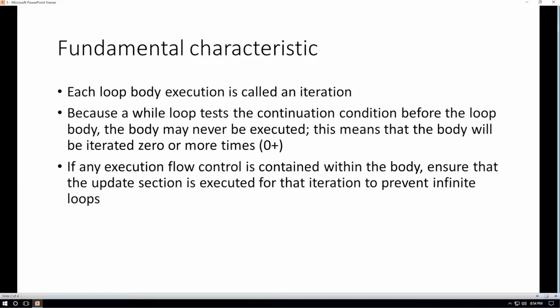If any loop execution flow control is contained within the body, ensure that the update section is executed for that iteration to prevent an infinite loop. This is especially true for the continue keyword.